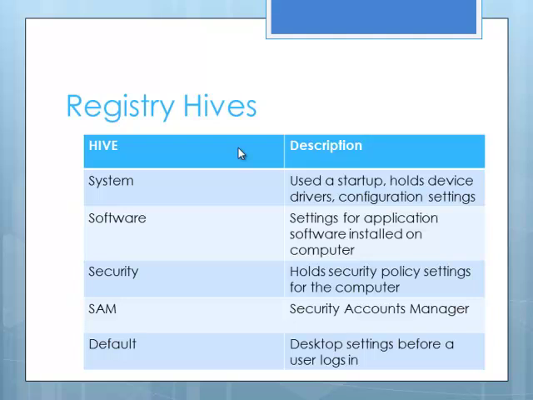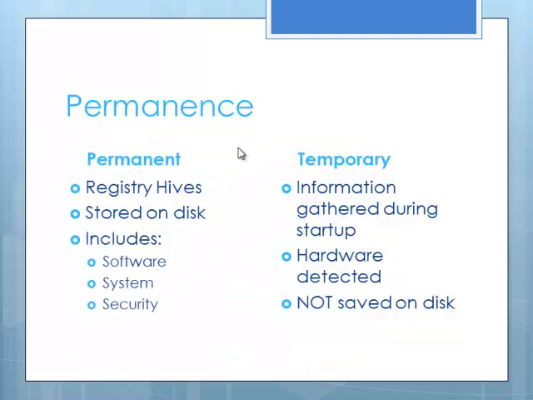Here's a summary of what these hives represent. The system includes all of the information used at startup. It holds your device drivers and some configuration settings for the operating system. The software hive contains all the application settings for the application software that's installed on your computer. The security holds any security policy settings on the computer, as well as the SAM, or Security Accounts Manager, holds some information about the security settings. And then the default. The default is what the screen settings are before a specific user is logged in.